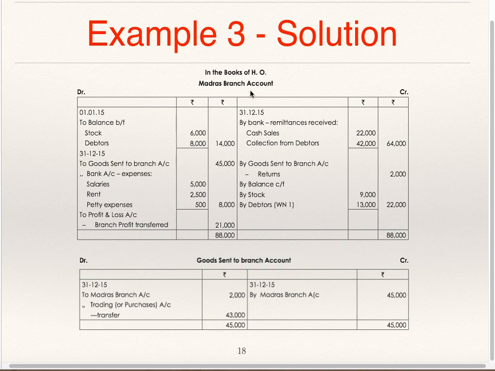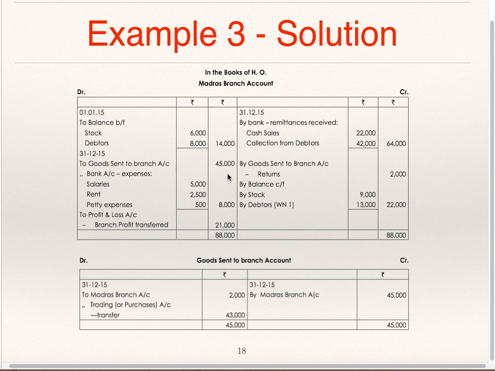In the books of head office, Madras branch account: to balance brought down, stock and debtors; to goods sent to branch account; to bank for expenses; by bank, cash sales and collection; by goods sent to branch return; by balance brought down, stock and debtors. We'll see the working note for debtors account, and the difference will go to general profit and loss account. Goods sent to branch account 45,000, credited by Madras branch; goods return 2,000, goods sent to branch account debited to Madras branch account.